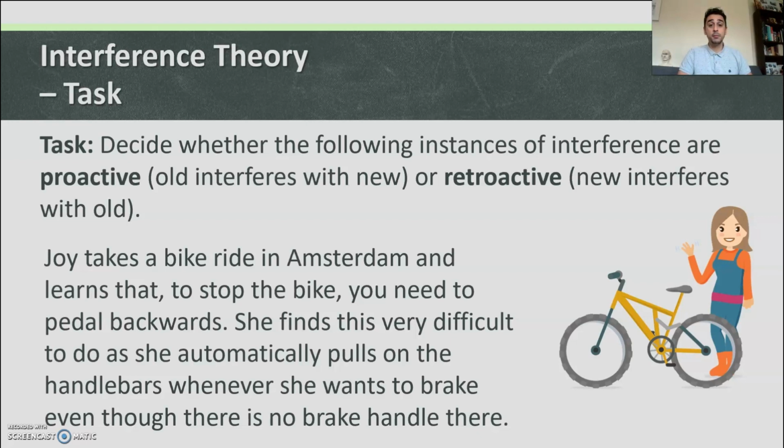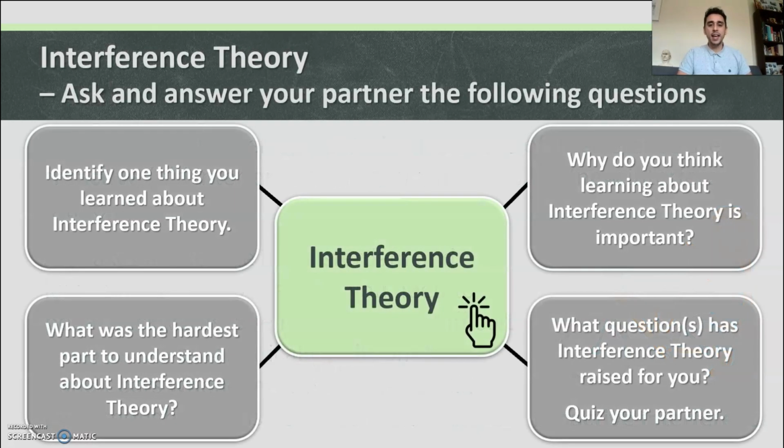Joy takes a bike ride in Amsterdam and learns that to stop the bike, you need to pedal backwards. She finds this very difficult to do, as she automatically pulls on the handlebars whenever she wants to brake, even though there are no brake handles there. That is proactive interference, and that is interference theory.